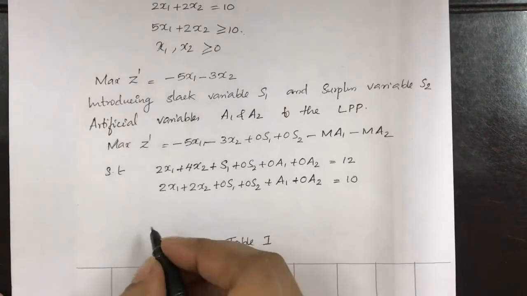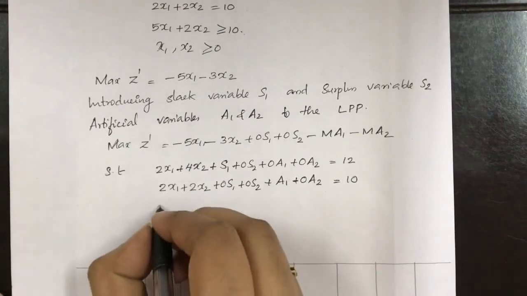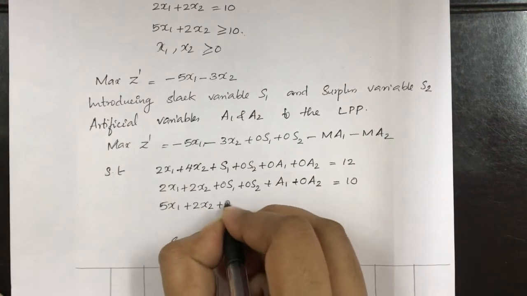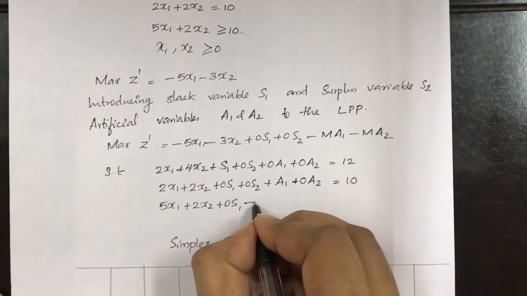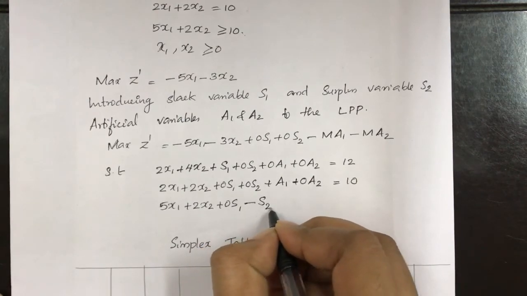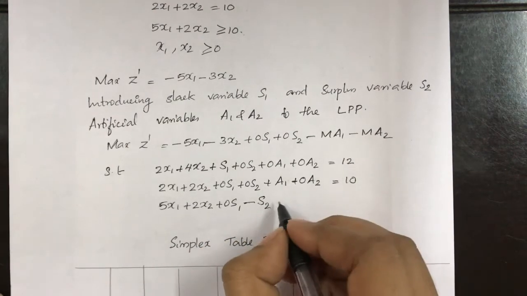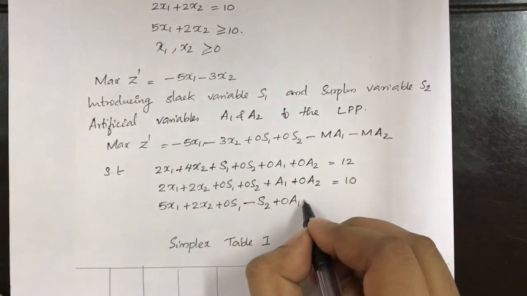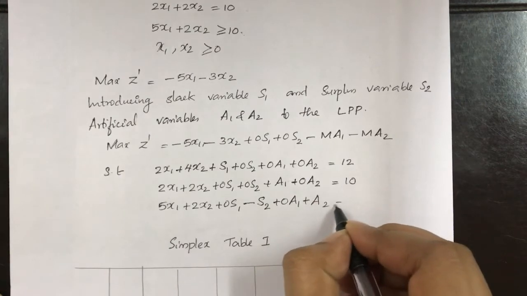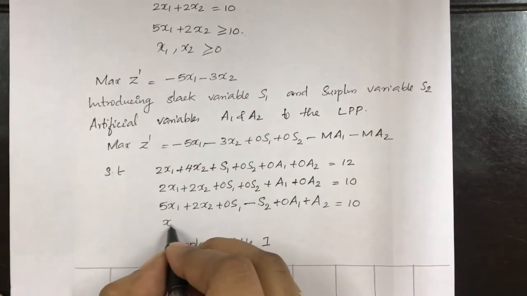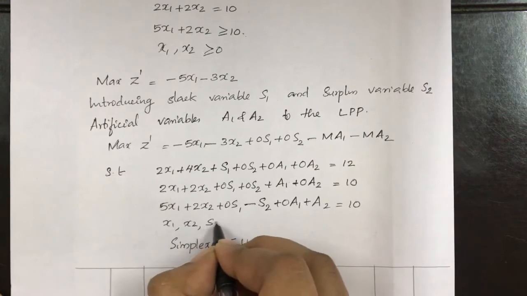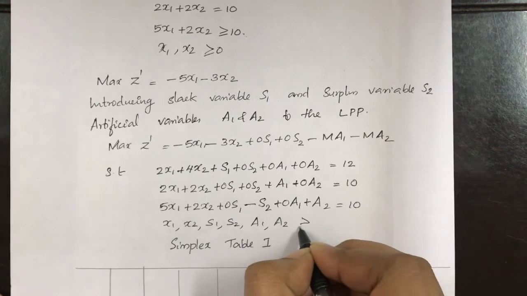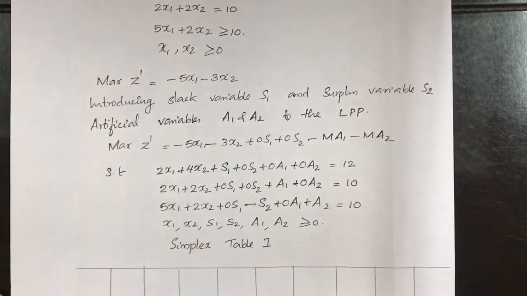And the third constraint is a greater than or equal to constraint. So 5x1 plus 2x2 plus 0s1 minus s2, since that is a surplus variable, minus s2 plus 0a1. Here we are introducing a2, plus a2 equal to 10. Then x1, x2, s1, s2, a1, a2 greater than or equal to 0.